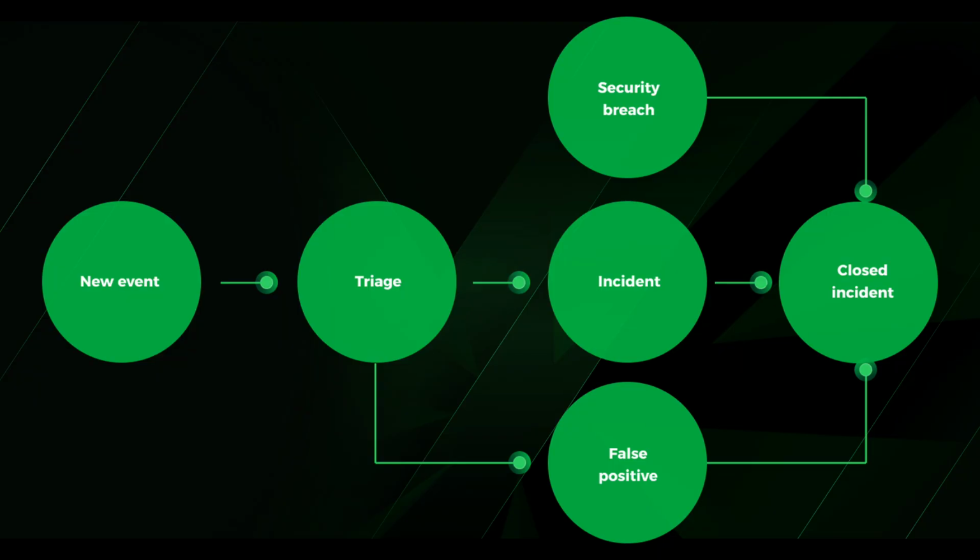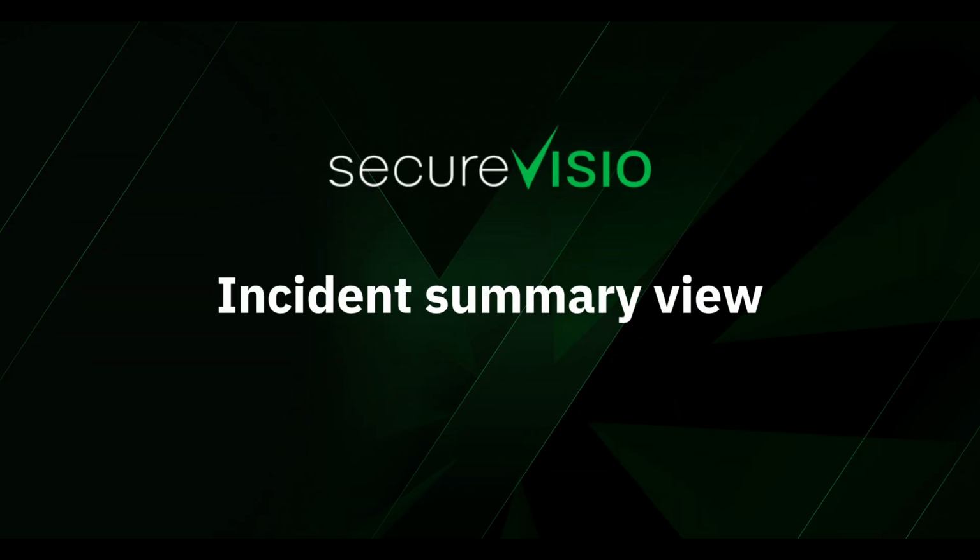Let's look at how SecureVisio models the lifecycle of an incident. Our platform follows a practical, flexible structure. A new event is registered. Triage begins, typically automated. If it's determined to be noise, it's false positive. If it's valid, it's incident. If a data breach is confirmed, it's breach. Once resolved, it's closed. Diving into an incident summary view.